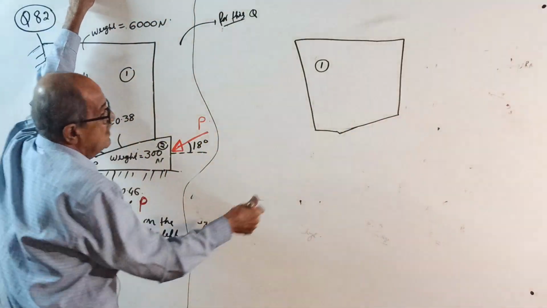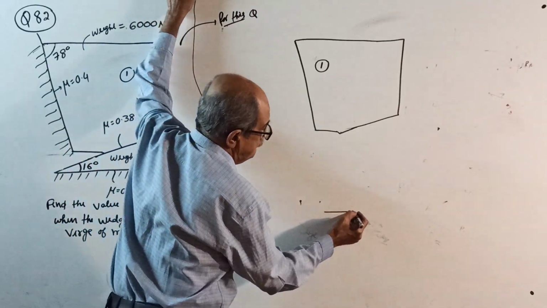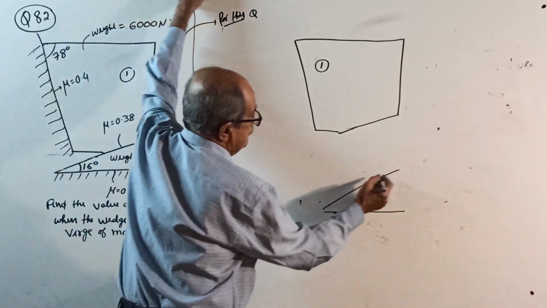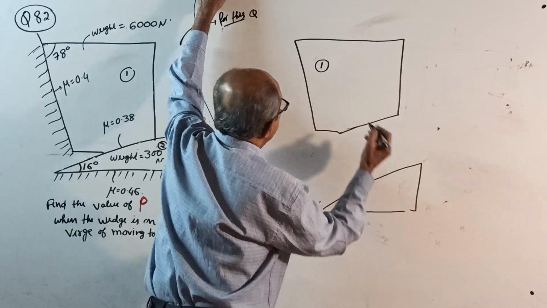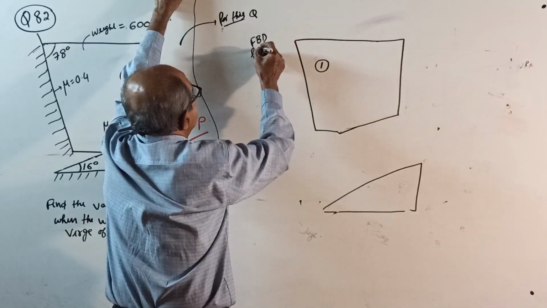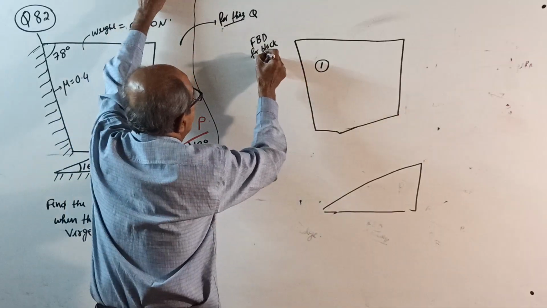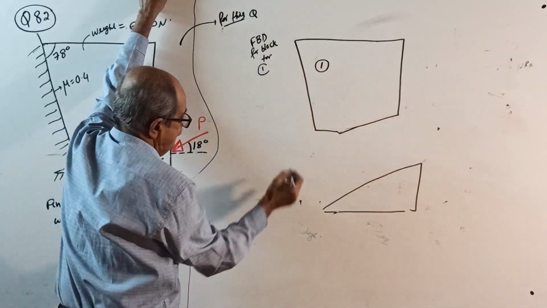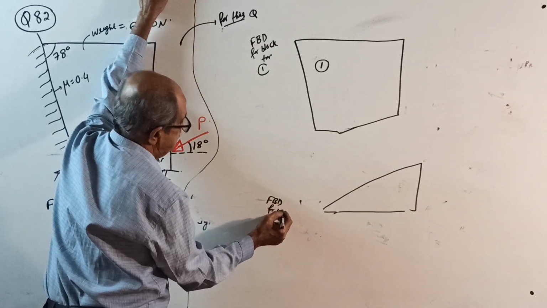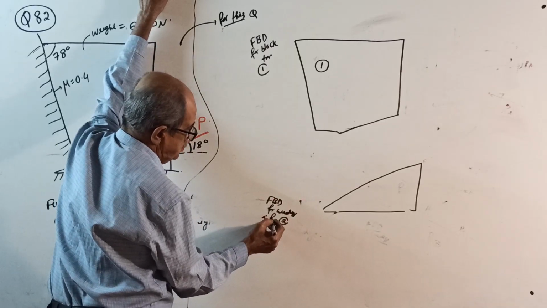Now, see, leave some space here. Below, write the free body for the wedge. See, it comes this way. Free body for the wedge. Now, right here, this is the free body diagram for the block or weight to be lifted. That is for 1. This is the free body diagram for the wedge. That is for 2.